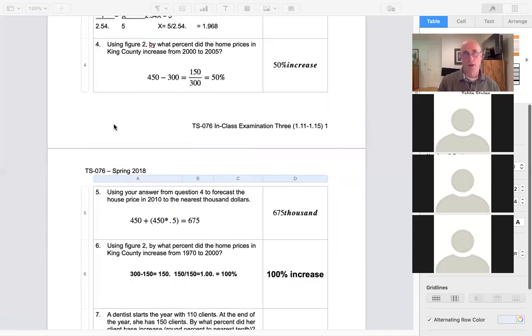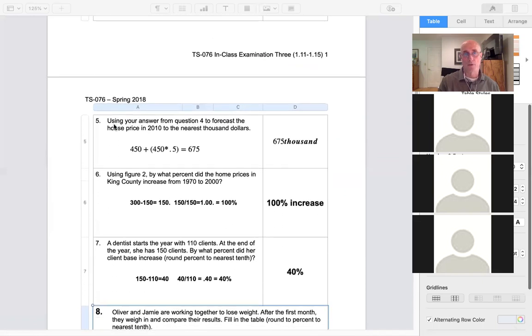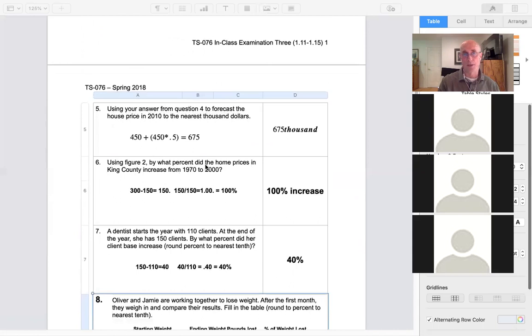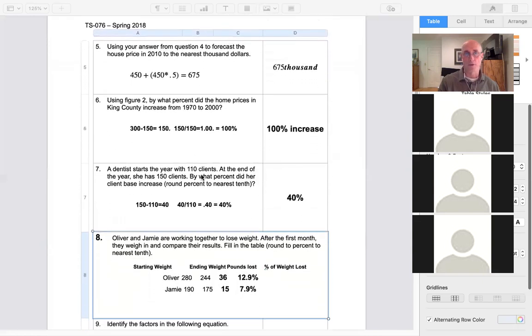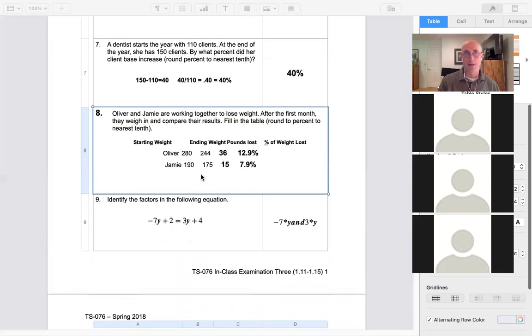I'm looking at number 4, that we did. 5 and 6 all have to do with percent change. By what percent did the home prices in King County increase from 1970 to 2000? Same exact formula: ending value minus your starting value. All of those are the same. Now, that brings us to number 8 here, which I want to stop and look at because it is very similar to one of the questions on your exam. I want you to feel like, okay, I got this concept. So let's take a look at that one.